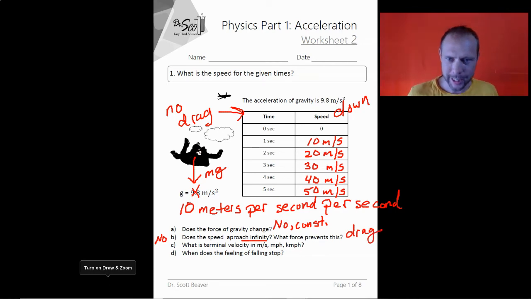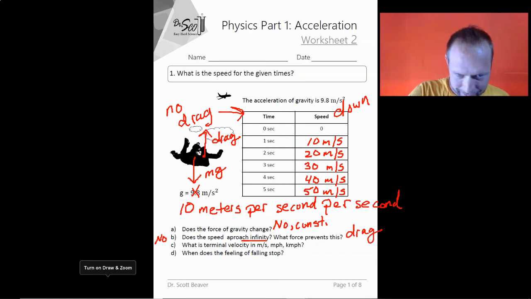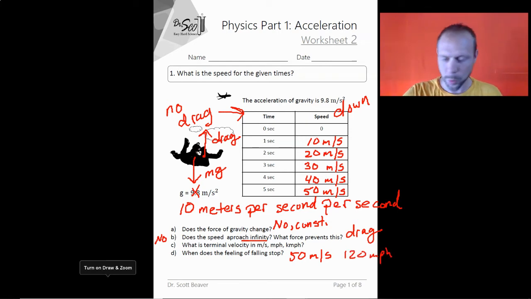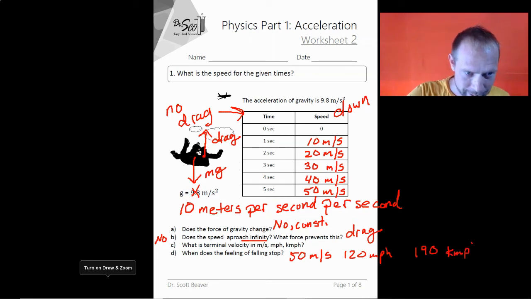And eventually the person is going to reach terminal velocity. And terminal velocity is when the velocity has become constant. The person is no longer accelerating, and the reason for that is that the drag force would be exactly opposite the force of gravity. So at that point, the person is going really fast. We call this terminal velocity, and it's about maybe 50 meters per second, which is about the same as 120 miles per hour, which is about the same as 190 kilometers per hour.